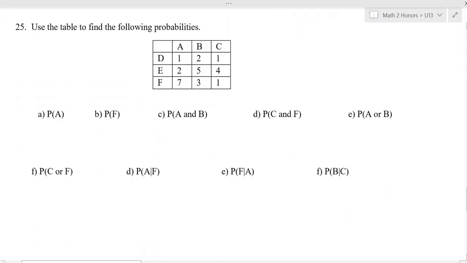Alright. Next one. I think my numbering's off here, but hopefully yours isn't.